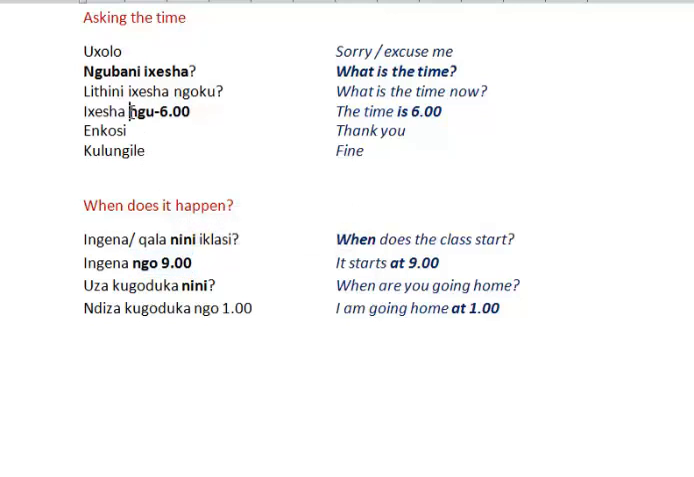Ngu 6, that is what the time is. Ngo 9, that is stating that things happen at 9. And so note the difference between the ngu and the ngo, followed by the time and the questioning word nini, when.